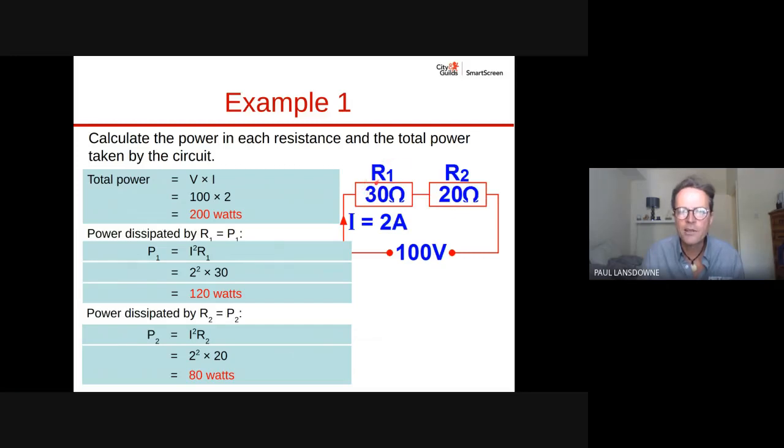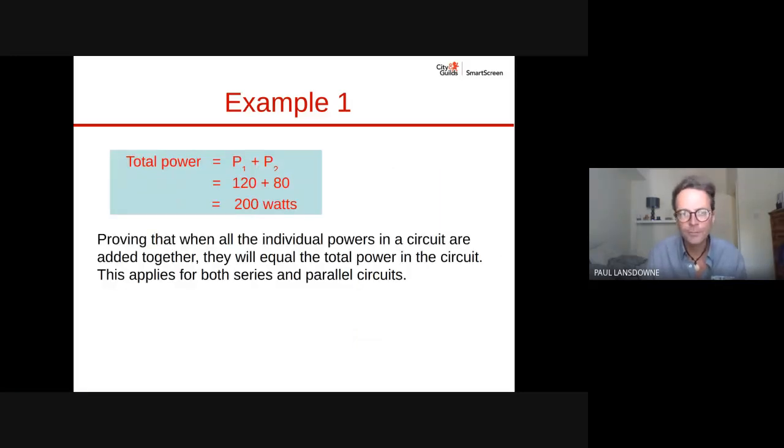It's exactly the same for this one. We have I squared, which is still 2 in here. So 2 squared times 20 gives us 80 watts. Hopefully the next slide will show that 120 plus 80 gives us 200 watts. And voila, proving that when all the individual powers in the circuit are added together, they equal the total power. Now, this is really good practice for you to get into.